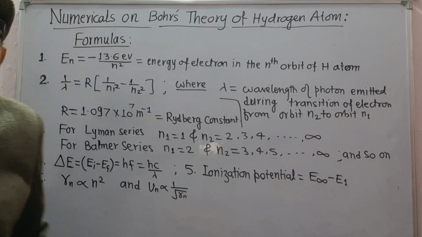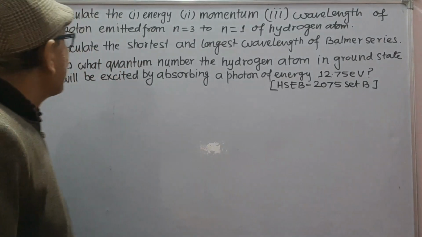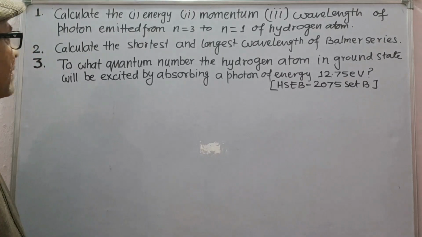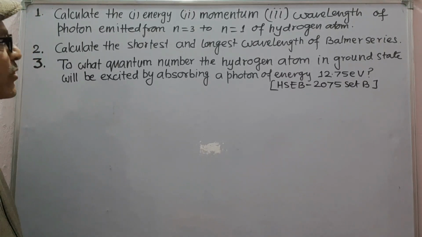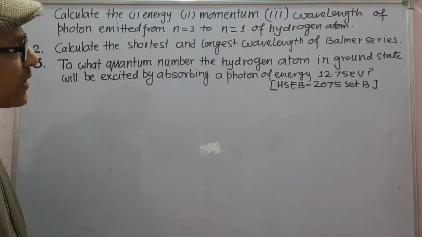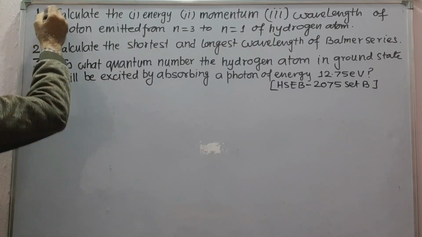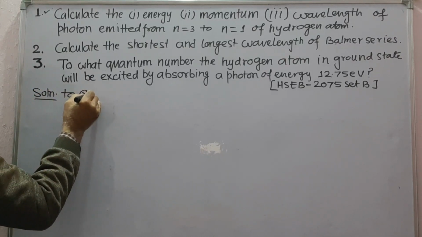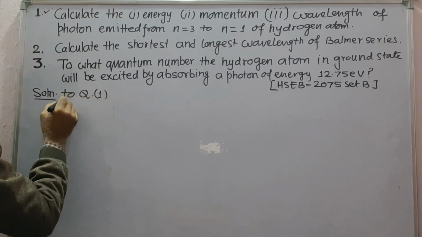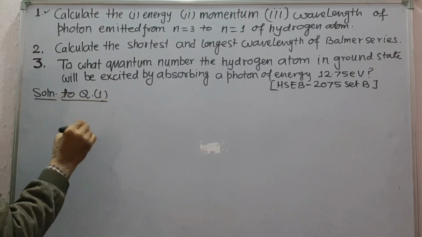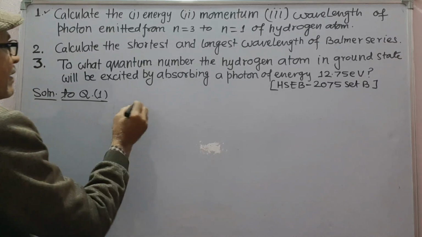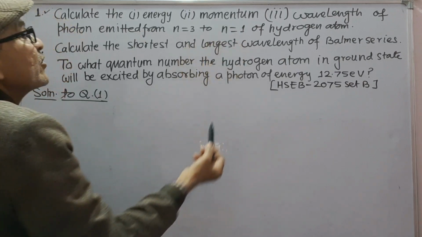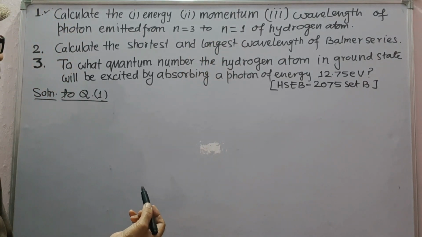Now first numerical is: calculate the energy, momentum, wavelength of photon emitted from n is equal to 3 to n is equal to 1 of hydrogen atom. First question. Solution to question 1. Here we have n is equal to 3 to n is equal to 1 transition of hydrogen atom.